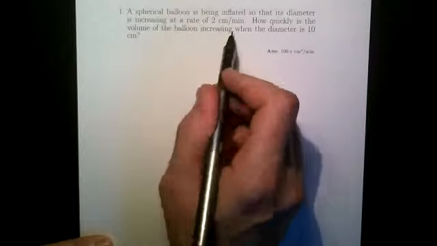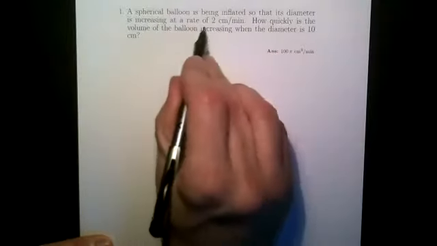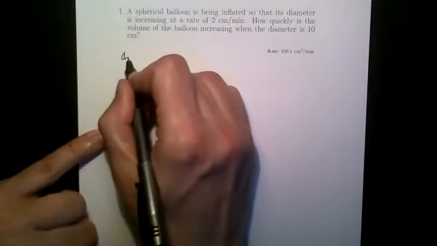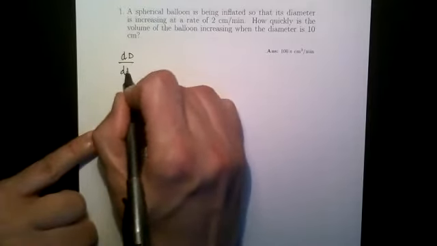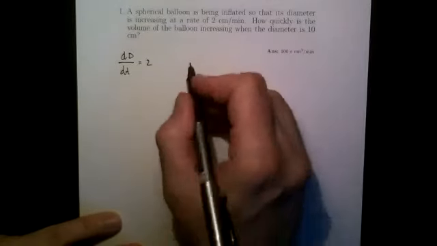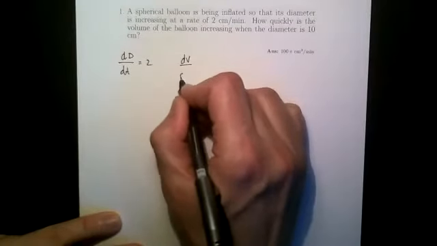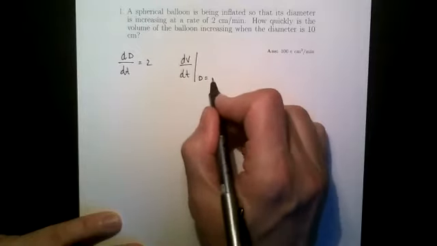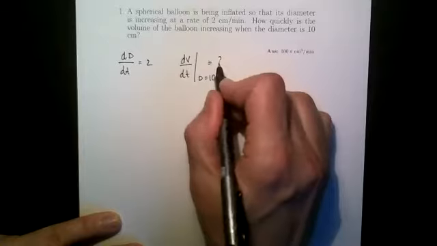So here's the question. A spherical balloon is being inflated so that its diameter is increasing at a rate of 2 centimeters per minute. So right here, I know that the diameter is increasing. So let's call this diameter, dD/dt is 2. And how quickly is the volume increasing? So we're looking for dV/dt when the diameter is 10. That's what I want.